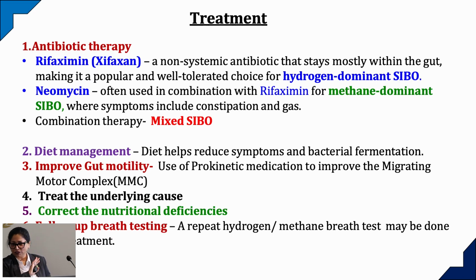Treatment. I'm not going to go into detail about the treatment. Treatment is with the clinicians, but I'll just read it out. Antibiotic therapy: the drug of choice is rifaximin because it's a non-systemic antibiotic that stays mostly within the gut. So it is a well-tolerated choice for hydrogen dominant SIBO. Neomycin, but I think they don't use it orally. Instead, you can use metronidazole, often used in combination with rifaximin for methane dominant SIBO. And you need to have a combination therapy for mixed SIBO.